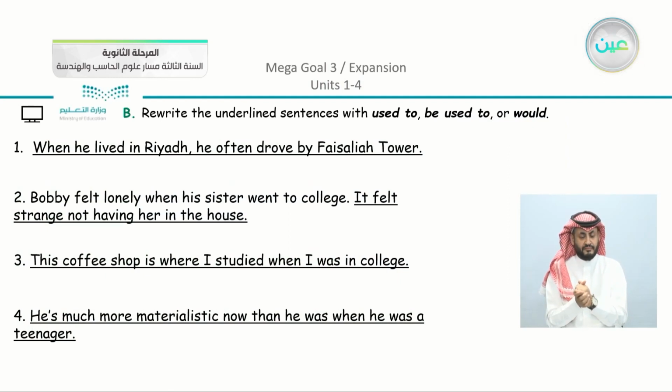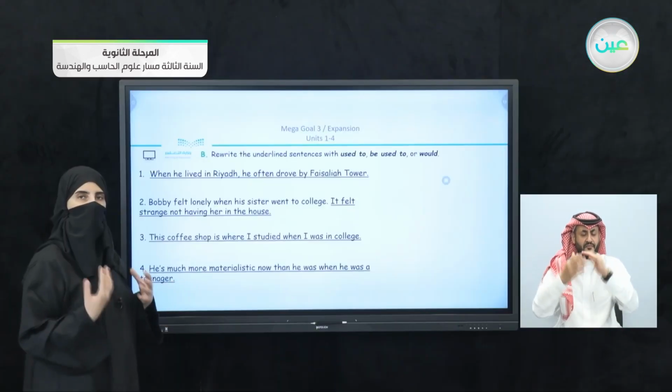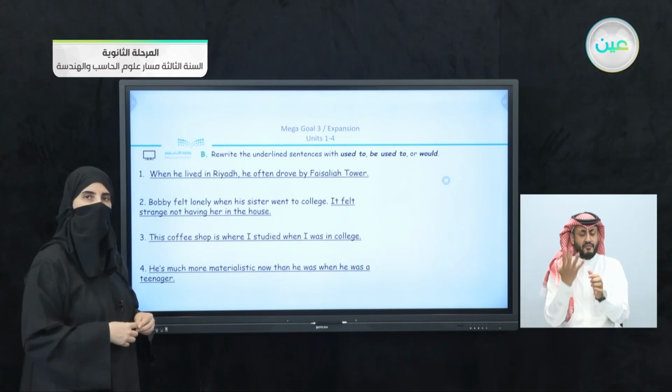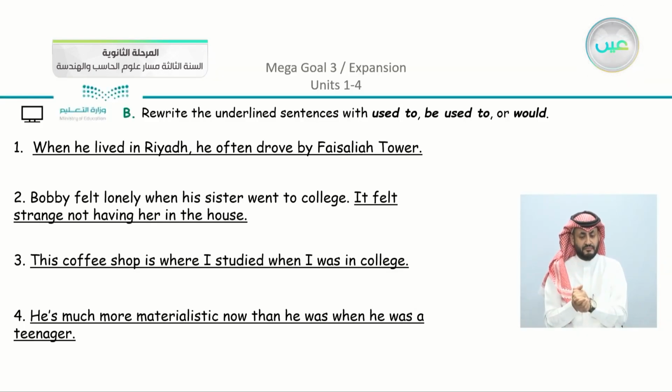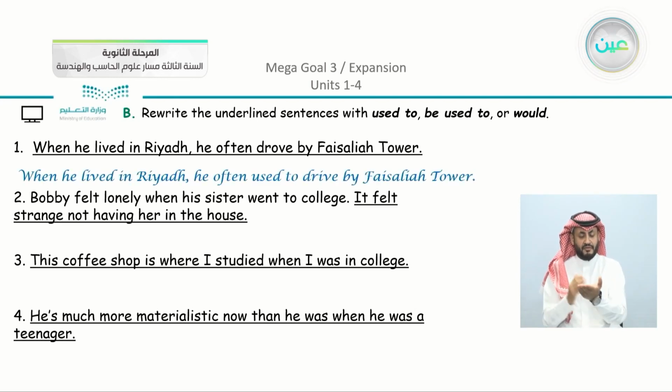Now, when he lived in Riyadh, he often drove by Faisaliya Tower. Just apply one of the structures that we have here. Now note that we have to use used to, be used to, or would. So we can say, for example, when he lived in Riyadh, he often used to drive by Faisaliya Tower.